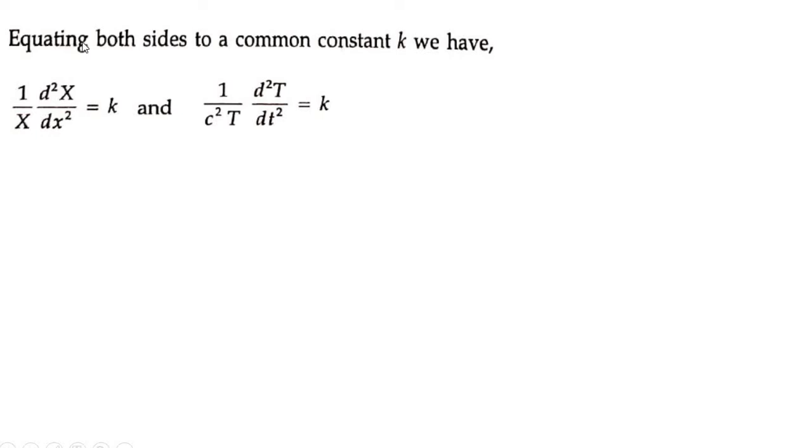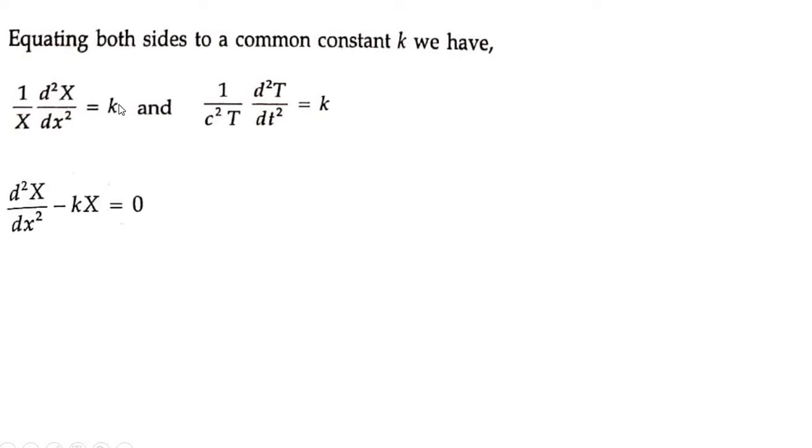First, I need to find capital X, then I need to find capital T. So I'll write the X term first. 1 by X into d square X by dx square equal to k, and 1 by c square T into d square T by dt square equal to capital K. Now take this X, which you have in the LHS denominator, to the RHS. So this X will get multiplied with the k and you get k into X. Similarly, take this c square T, whatever you have in the denominator of LHS, to the RHS. So that will be k into c square into T.